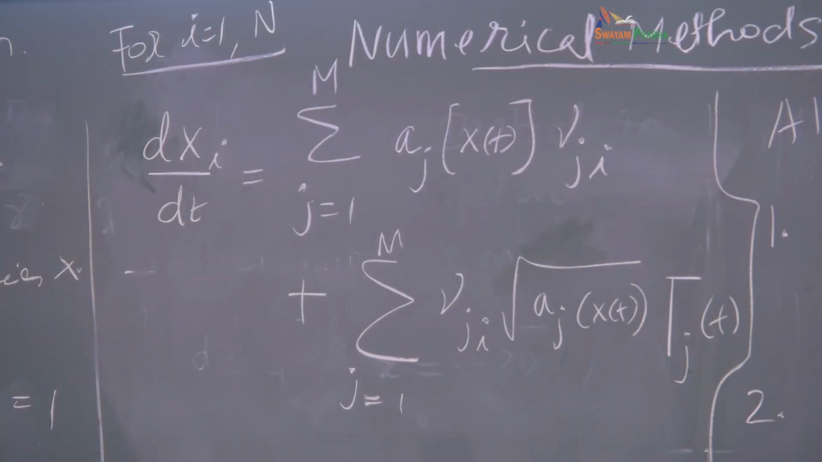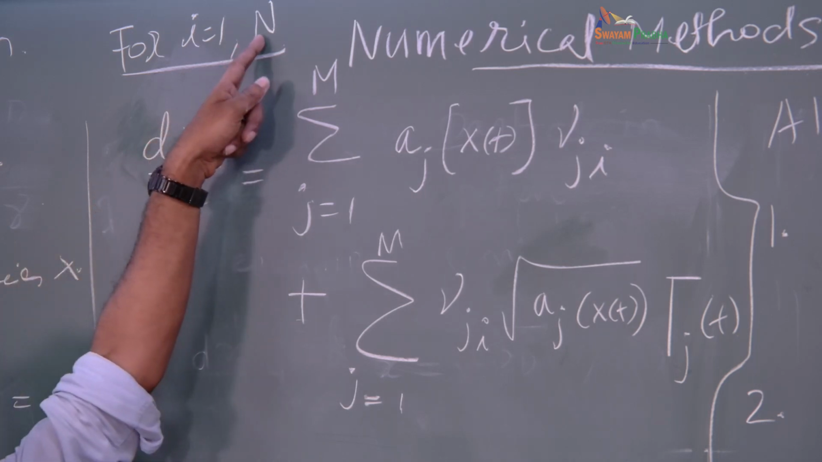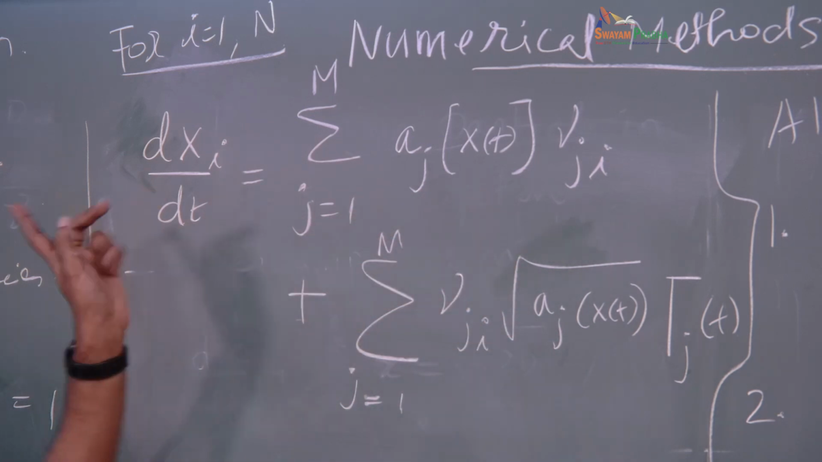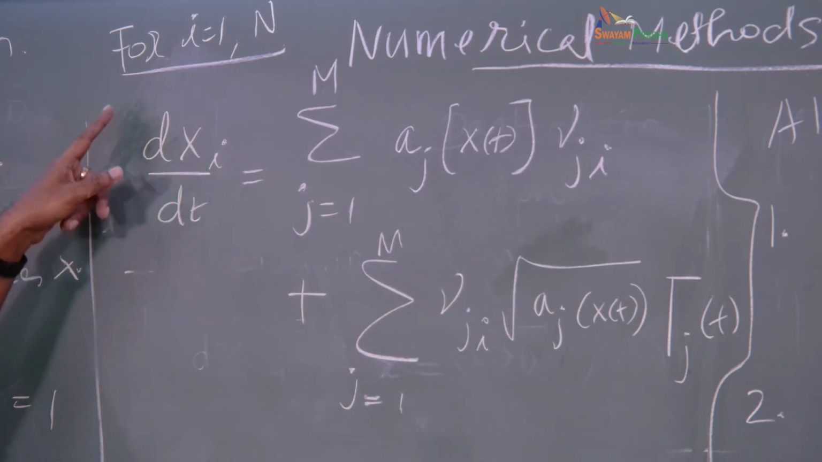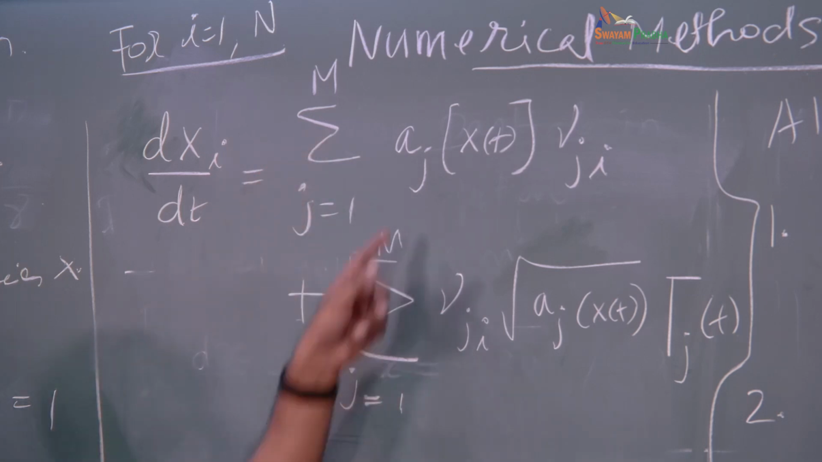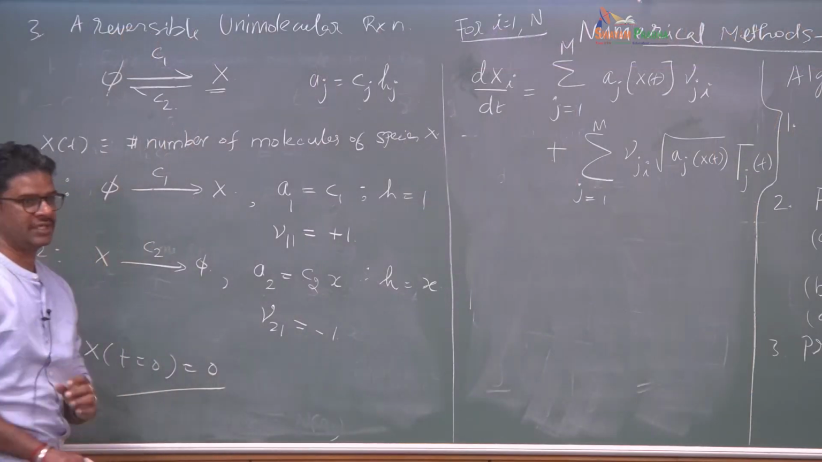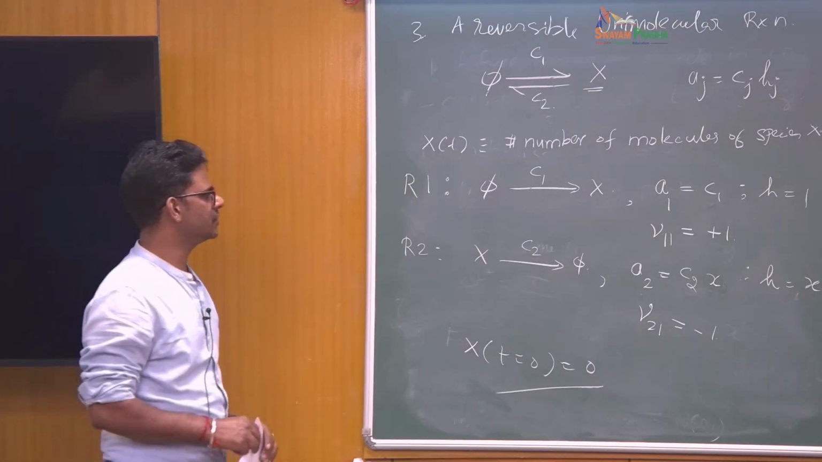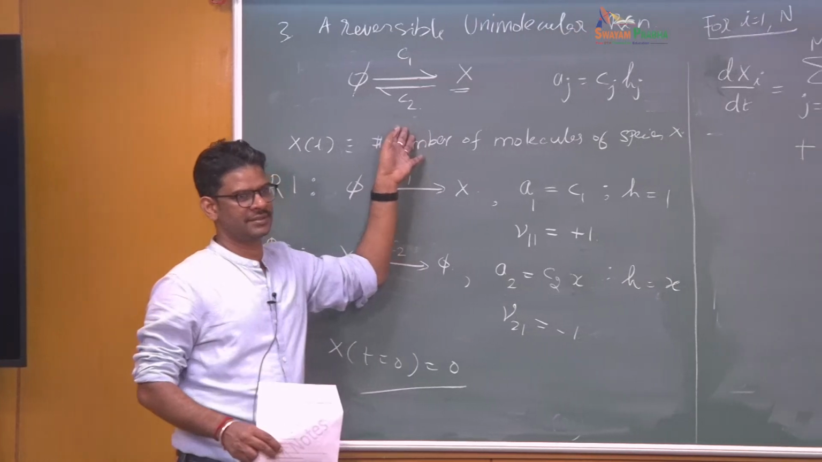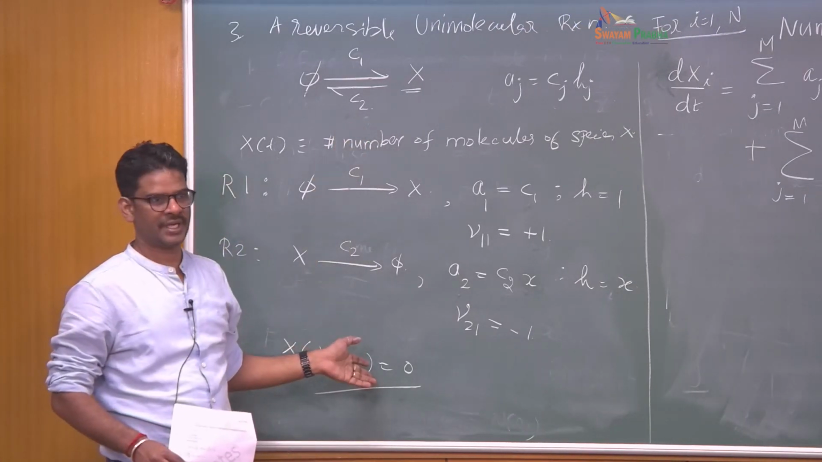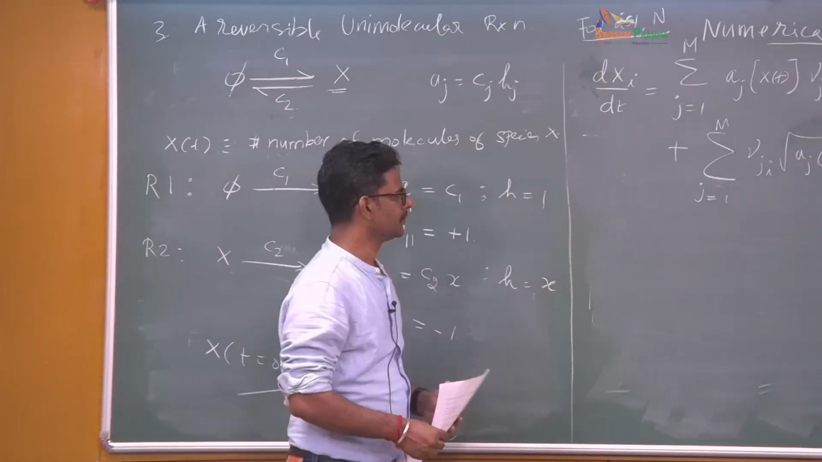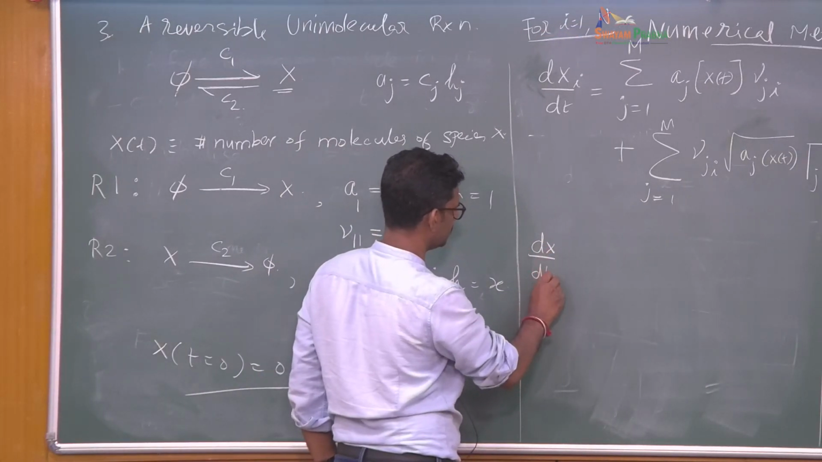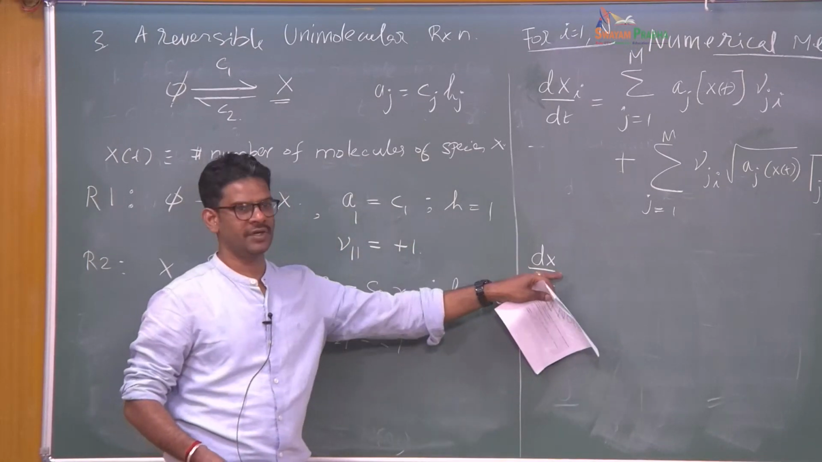So we wrote that for n number of species interacting via m number of reactions, this is a chemical Langevin equation written for each species i, where i goes from 1 to n. These summations are for all the reaction channels. So this is a general expression for n species reacting through m number of reactions. Now we know that there is only one species and only two reactions, and we know all the parameters that we need here. So let's write dx by dt. I'm not putting any suffix 1 here because there's only one species.